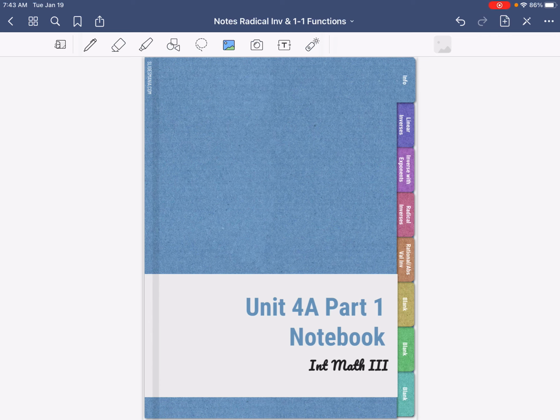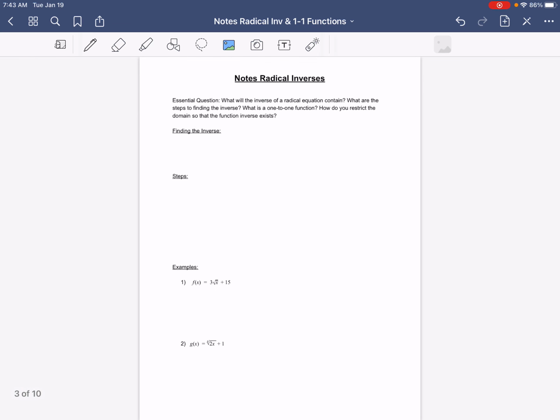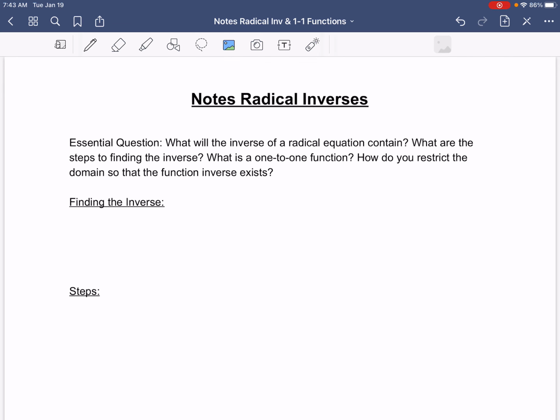Hi guys, these are our notes for finding the inverse of a radical function, and we learn a little bit about one-to-one functions. So first off, you want to put your title up at the top of your page. Notes, radical inverses is all I put.